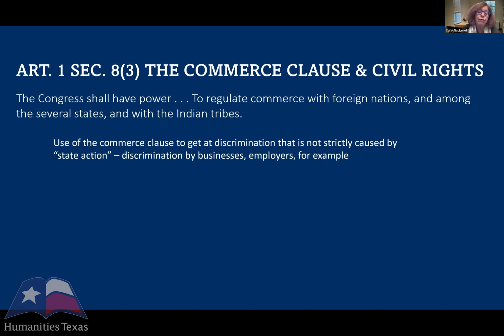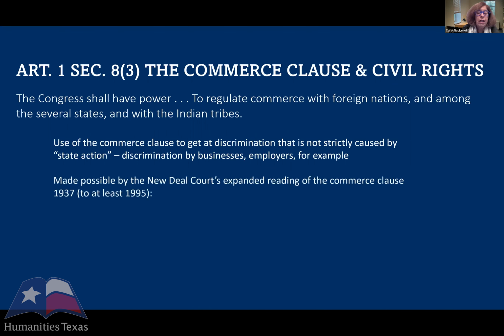Well, the answer for various reasons turns out to be the Commerce Clause is a very frequent tool to do that. It's made possible by the New Deal Court's expanded reading of the Commerce Clause from 1937 to at least 1995. I don't believe a single case of federal regulation under the Commerce Clause was struck down during that period.